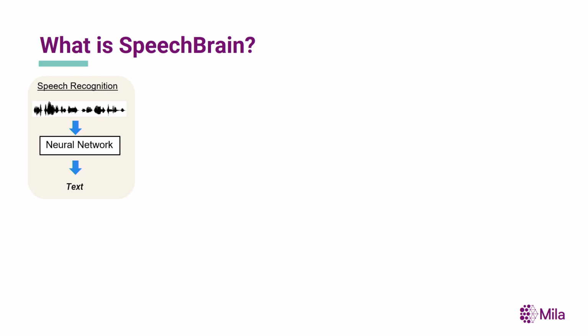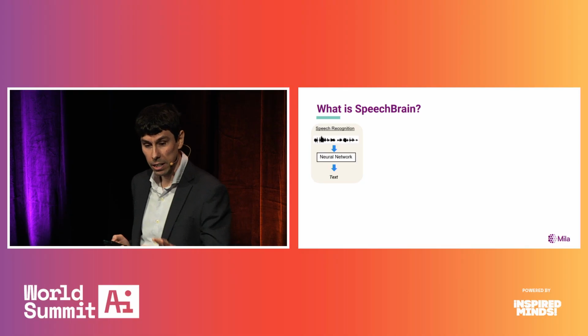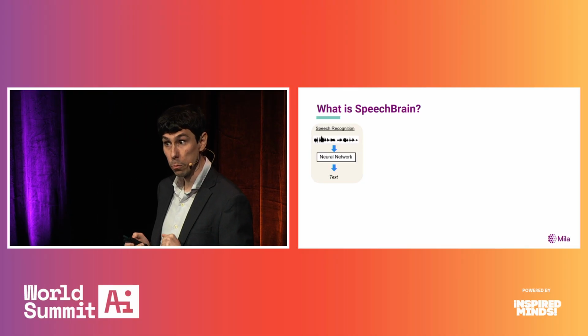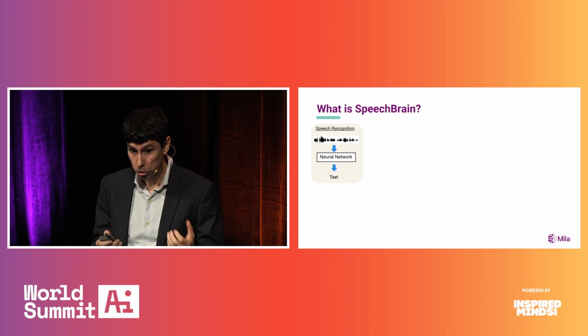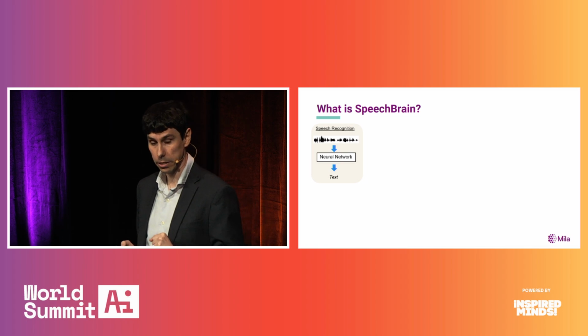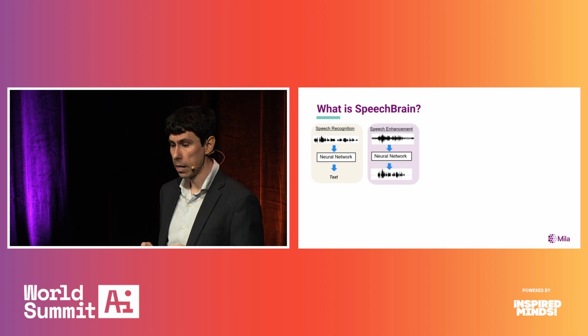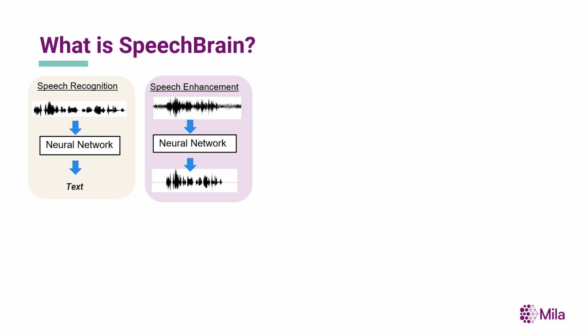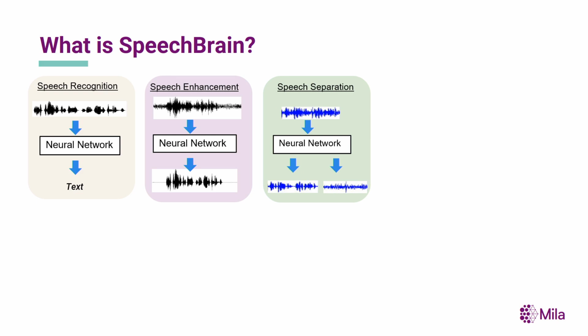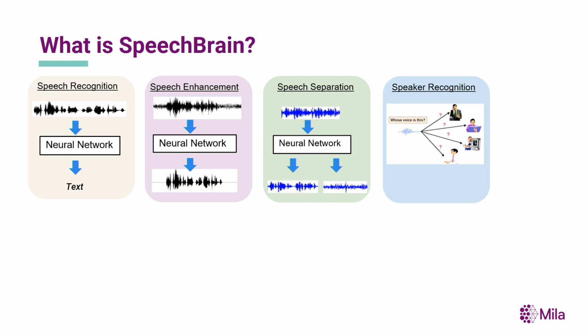There are a lot of technologies that we implemented over the last couple of years, and I will give you a quick overview of the most important ones. One is speech recognition, a technology that converts an input recording into text. We also work hard on speech enhancement, which is about removing noise from your speech recording. Speech separation is the case where there are multiple speakers speaking at the same time, and we would like to separate them. We have technology for that.